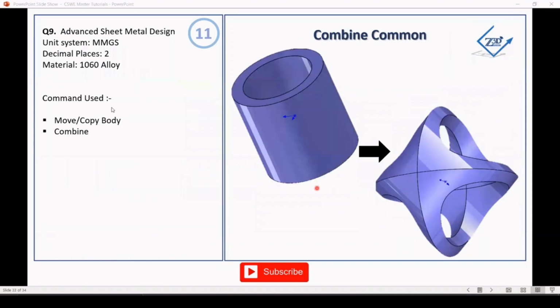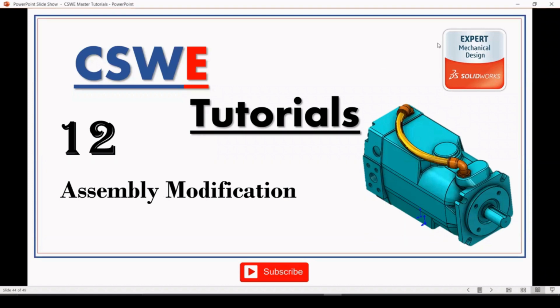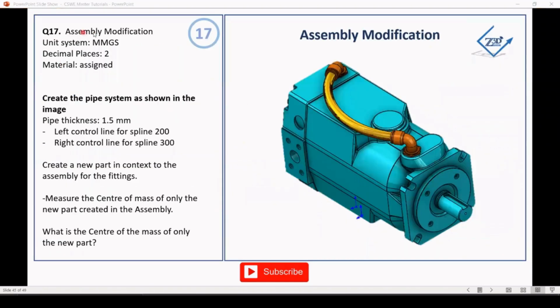Now the most tricky question here is assembly modification. This is the parameter given. We have to create the pipe system using SolidWorks. The image is shown in the right side. Left control line for the spline 200, right control line for spline 300. These are the parameters given.